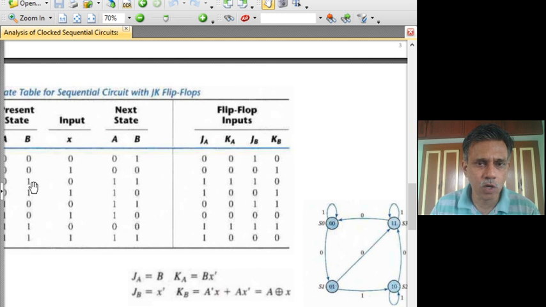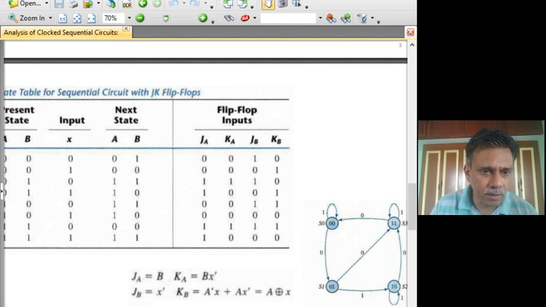Then comes the state 0 1, just concentrate on this node 0 1. For the input 0, you go to 1 1, that is this arc. For a 1, you go to 1 0.